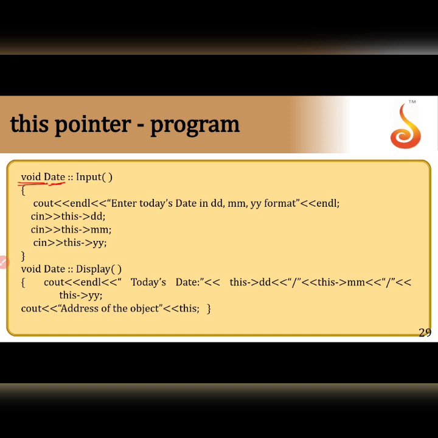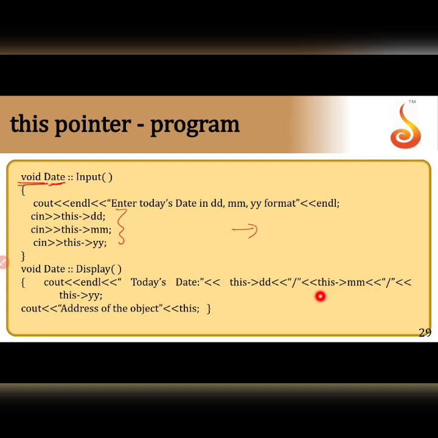So I'll say cout, enter today's date in dd, mm and yy format. That is, enter day, then month and then the year. This is the order which needs to be entered: day, month and year. Enter. So after this, please make a note here. I am making use of this pointer. Why am I using arrow here to access the data members? Because it is a pointer.